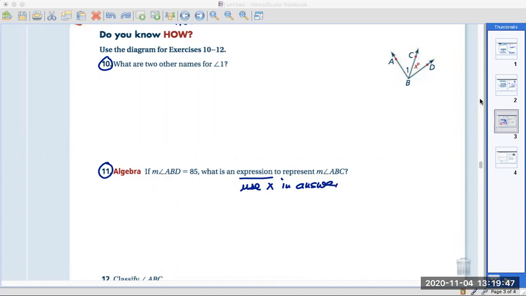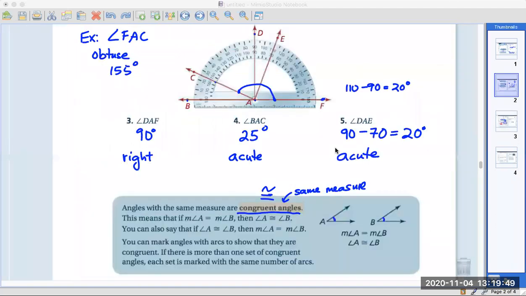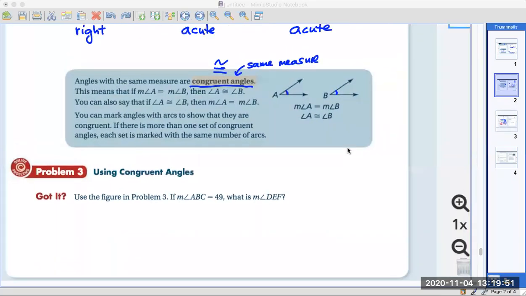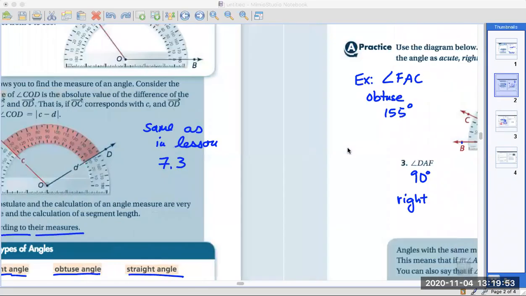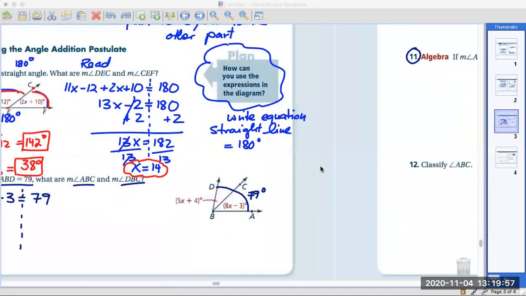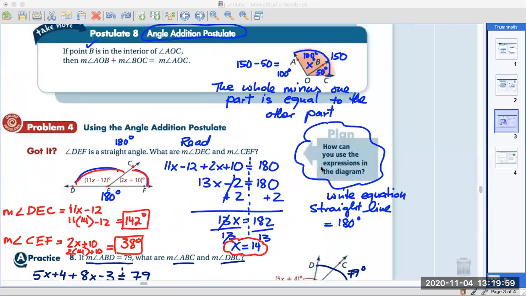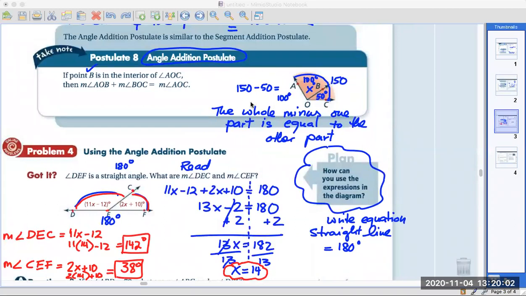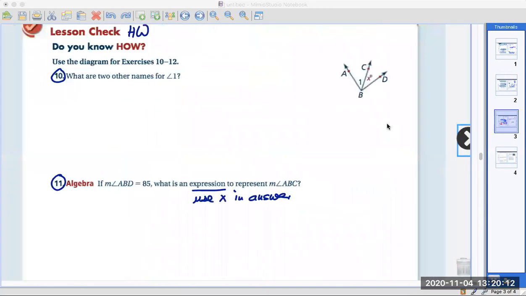And the clue to that question is right here. It's right, yep, right here: angle addition postulate, the whole minus one part is equal to the other part. So this right here will help you with question 11. Okay.